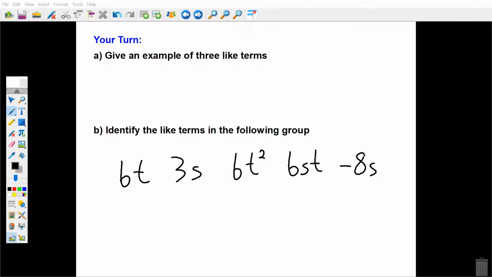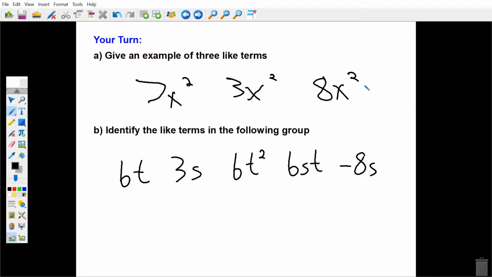Now that you've had a chance, here's an example. Recall that the 3 like terms could be very different based on what variable and exponent you picked. I will pick x squared, 7x squared, 3x squared, 8x squared.